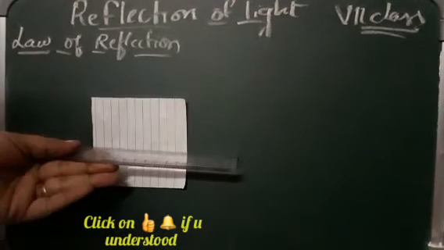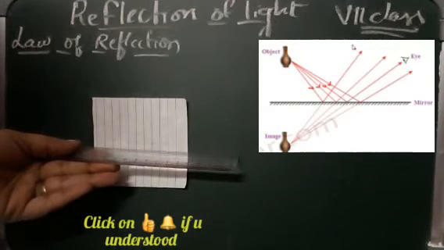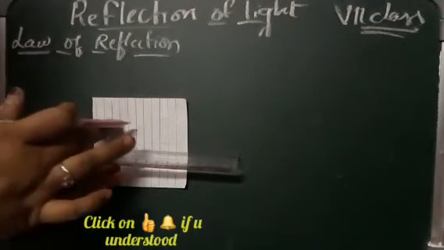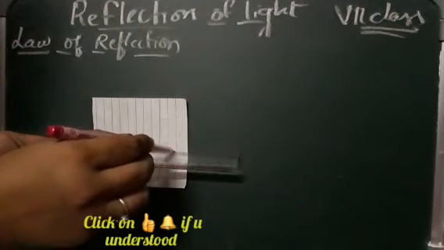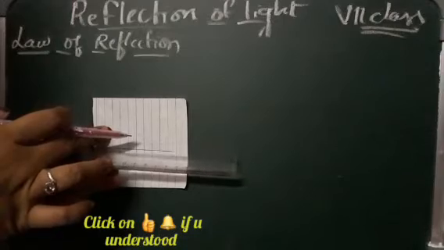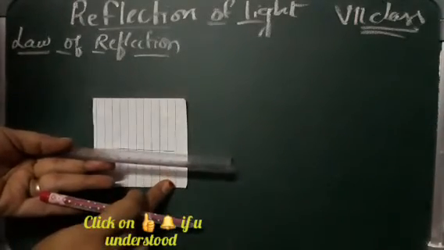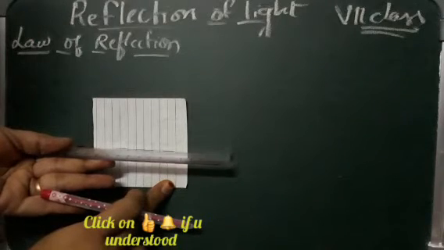Okay, I'm just showing a demo, it's not a real one. So we are going to take a paper, and on this paper we are going to draw a straight line. On this straight line we are going to place a mirror. Suppose, assume this as a mirror, and I'm keeping a mirror like this.